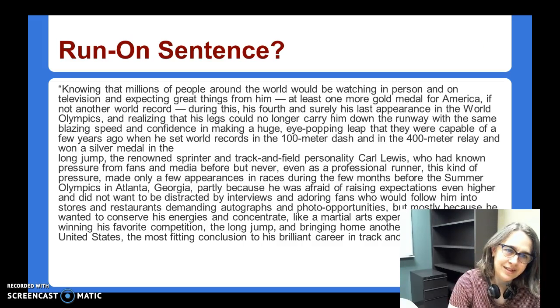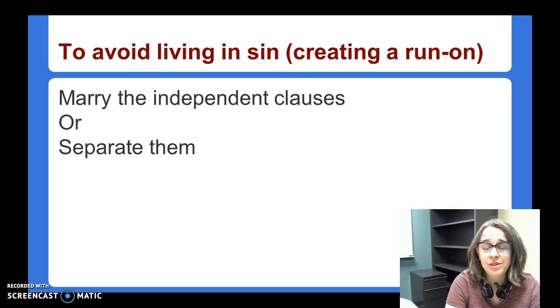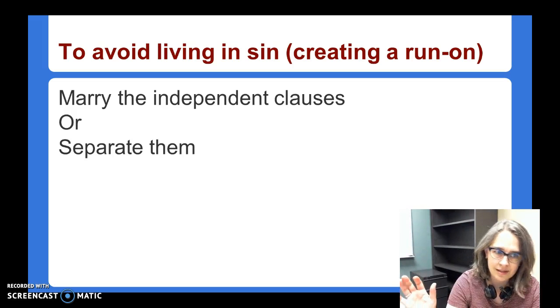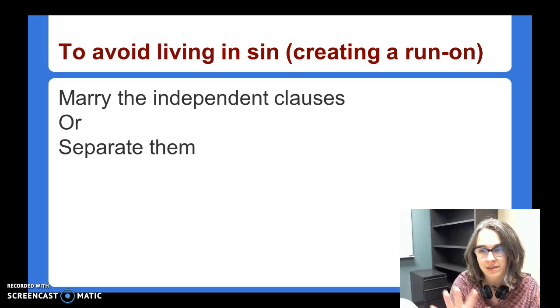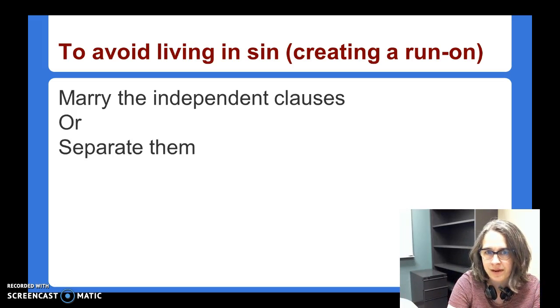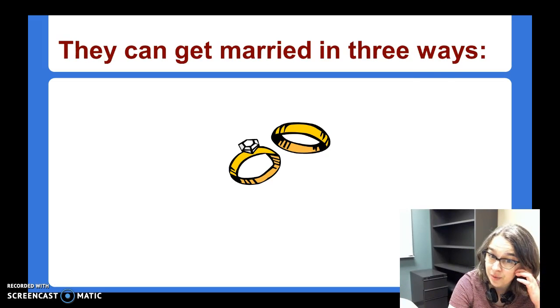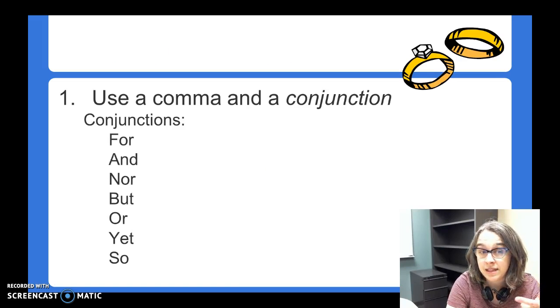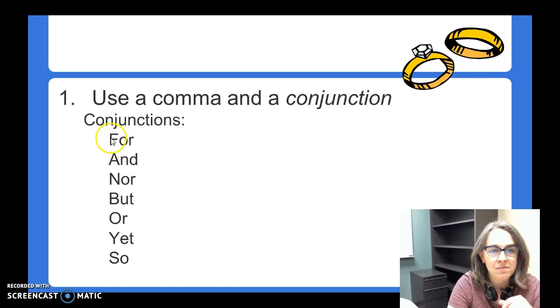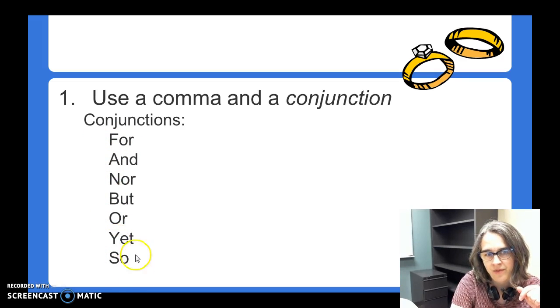So we already looked at this sentence. There's a couple things you can do. You can either separate them and put them in their own houses or sentences, independent clause, period, independent clause, period, or you can actually marry them by using appropriate punctuation. They can get married in three different ways. You can use a comma and a conjunction. One easy way to remember these conjunctions is to remember FANBOYS: for, and, nor, but, or, yet, and so.